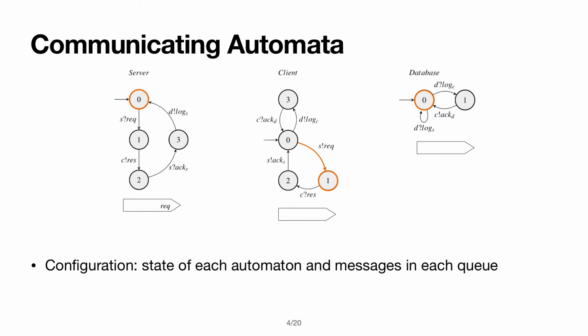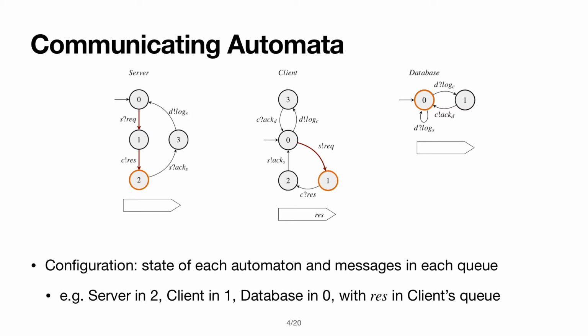The next action is a reception of the request by the server. Yes, because the message name rec stood for request. The message is consumed from the server's buffer, and the server changes state. Then we execute this transition, so the server sends a result to the client. If we stop there, we reached a new configuration, as mentioned here: server in state 2, client in state 1, and database in state 0, with res in the client's queue, and all of the other queues empty.